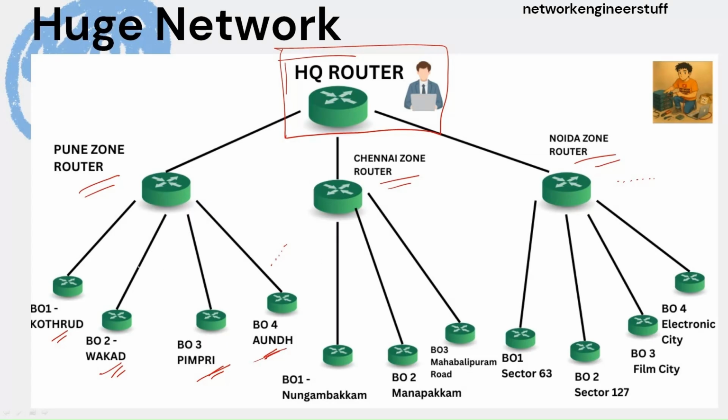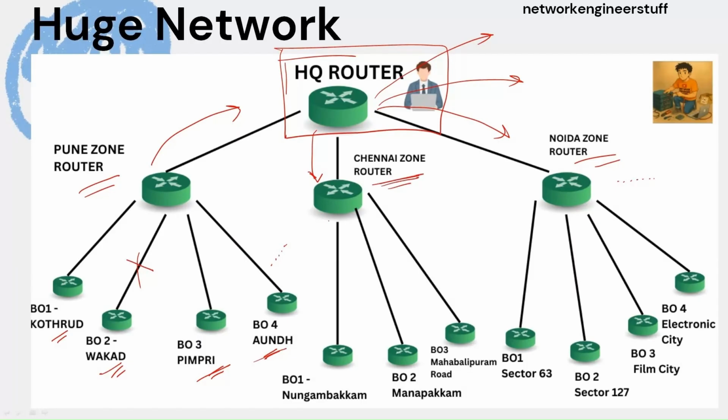Now let's say this particular link goes down, the link between Pune zone and Wakad branch. What will happen? This router will send an SPF update to this router, that is the HQ router, and the HQ router will send the SPF update to all the zonal routers. There will be other zonal routers also; it will send that update to all of them.